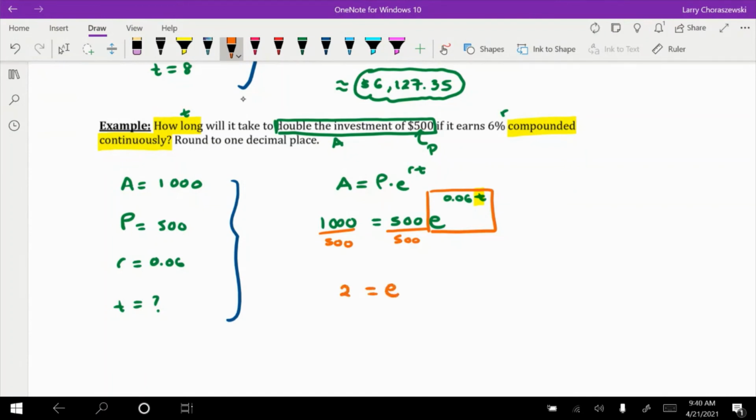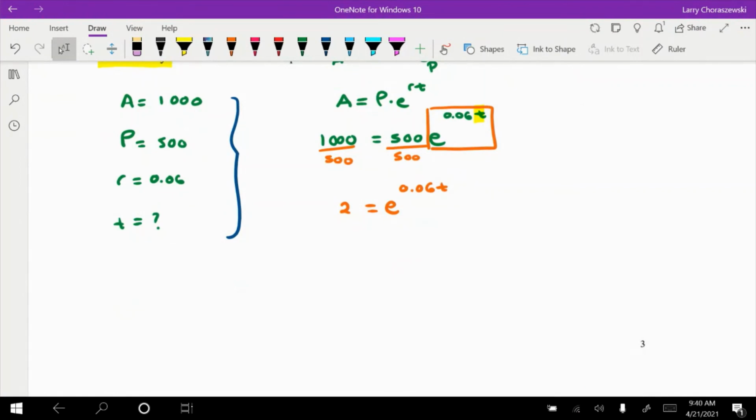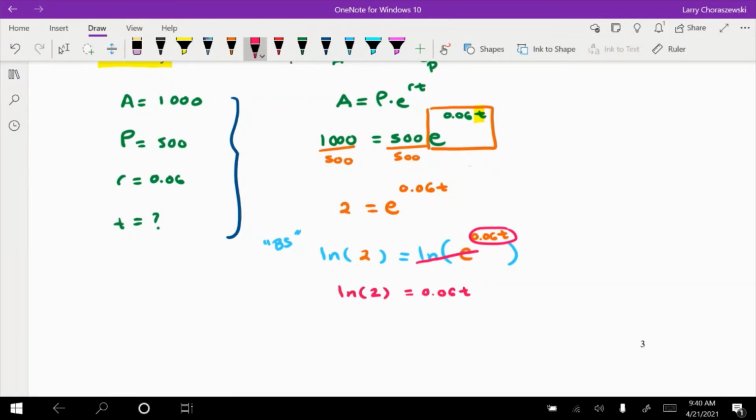That'll give you 2 on the left, and then e to the 0.06t on the right. Now, we discussed 2 methods for solving exponential equations on Monday. We had the BS method and the log loop method. In this case, since our exponential expression involves the base e, I would recommend we use the BS method, where we're going to apply the natural log to both sides of the equation. On the right, the natural log cancels out e, and the exponent will come back down to the ground. Nothing cancels on the left though, so we'll have to leave it as an actual log of 2.